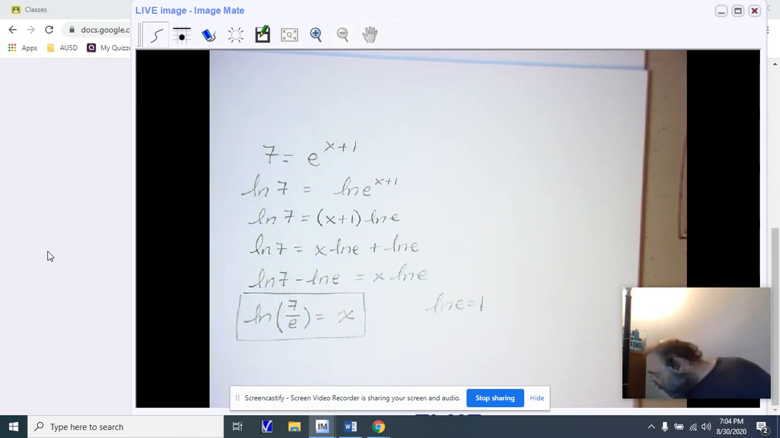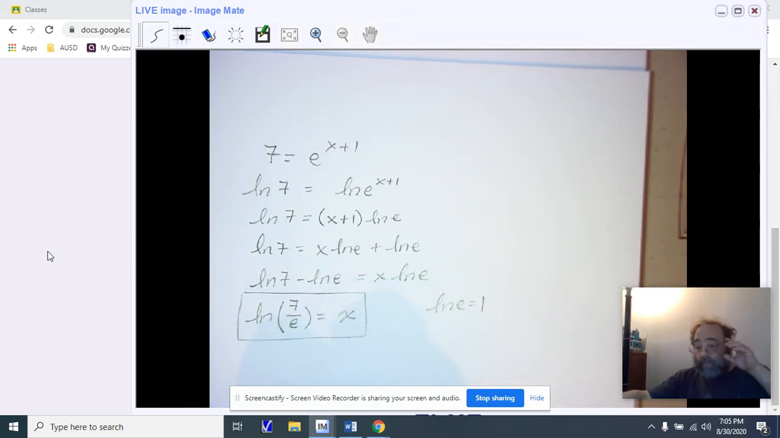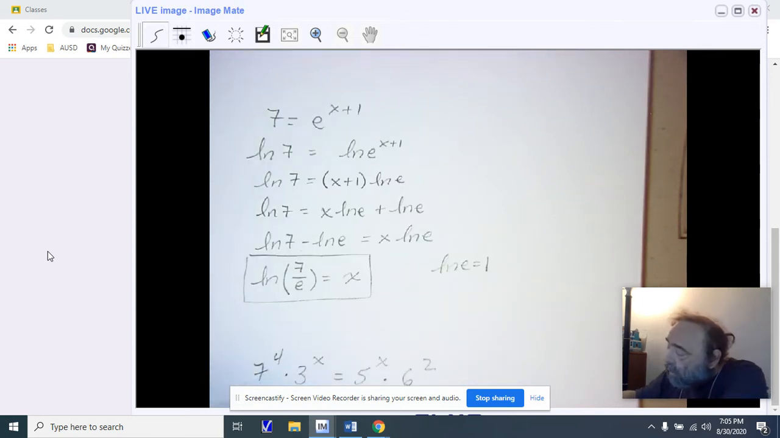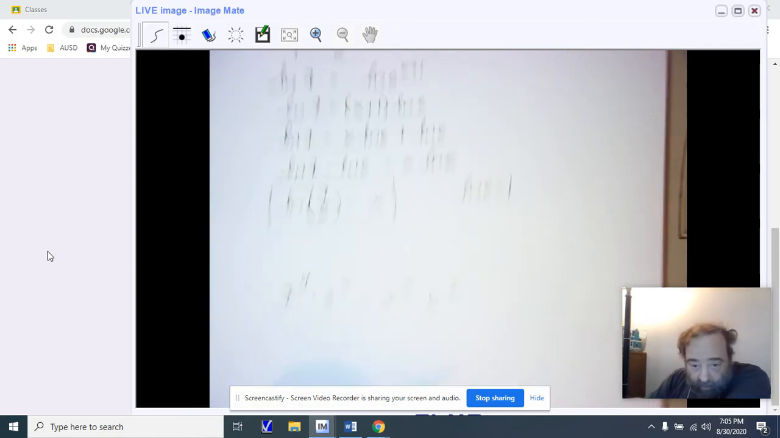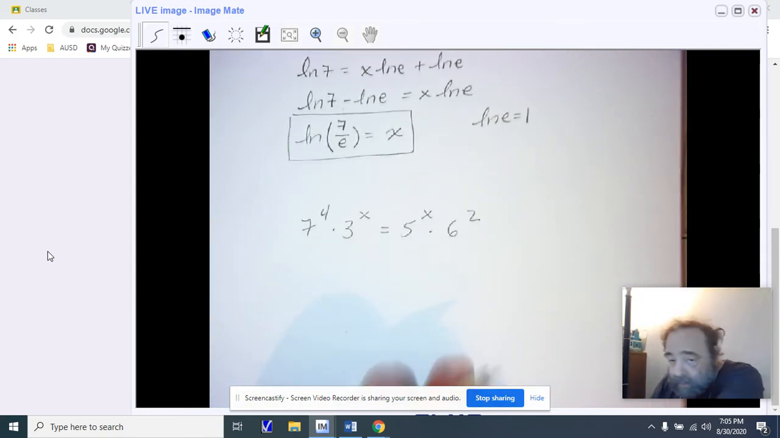Now, in the problem that we were looking at a moment ago, we had a fairly complex one. And the problem was 7 to the power 4 times 3 to the power of x equals 5 to the power of x times 6 squared. Now, what we're going to do is we're going to have to work with this following our laws of logarithms in order to make this work for us.